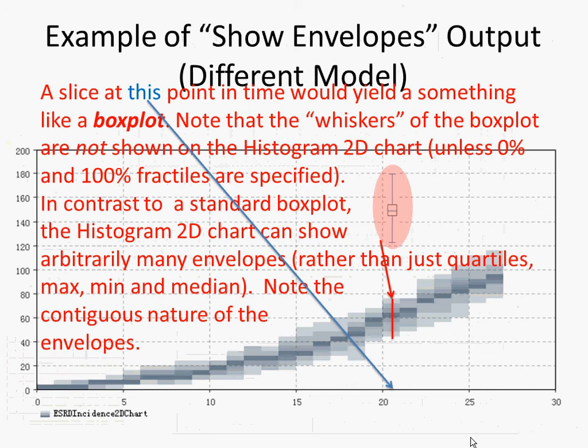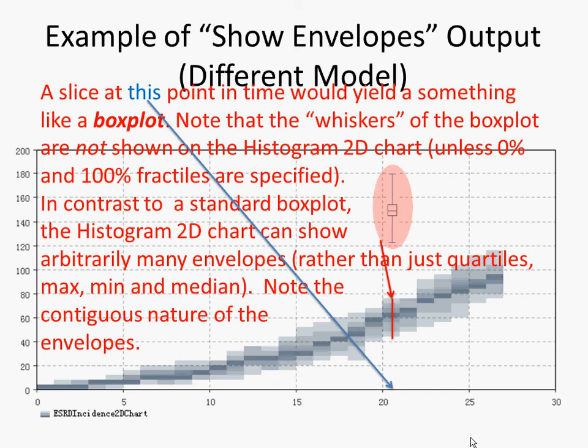I don't know how many of you are familiar with box plots, but a box plot will show the median. The upper and lower edges of the boxes are at the 25th and 75th percentile, where half of all cases fall within this range around the median. And then these whiskers show the biggest value received and the lowest value received. So we've got something like that going on. So the upper one would be 0 and 100% specified.